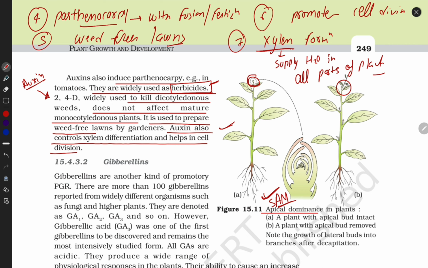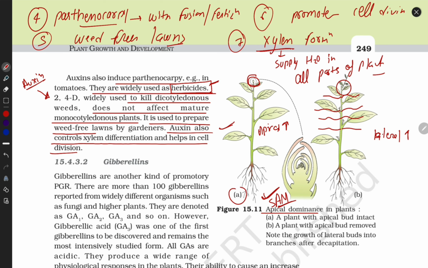Apical dominance is not showing. Not apical growth, it's lateral growth. After removing the cap part, after removing the stem tip, the lateral growth is increasing. In here, apical growth is increasing. And here, after removing the cap, lateral growth is increasing.